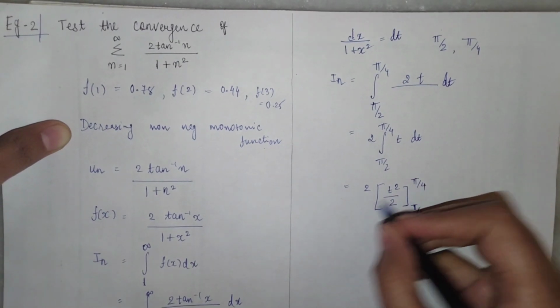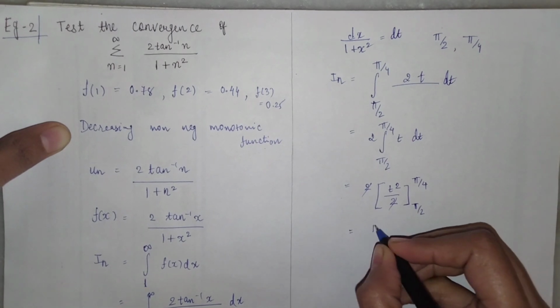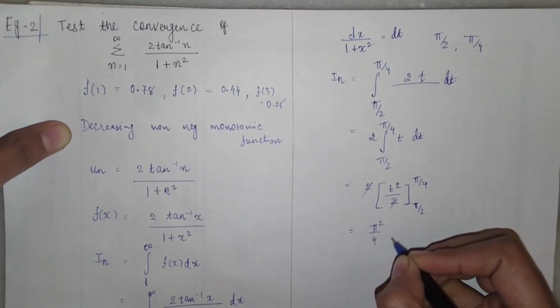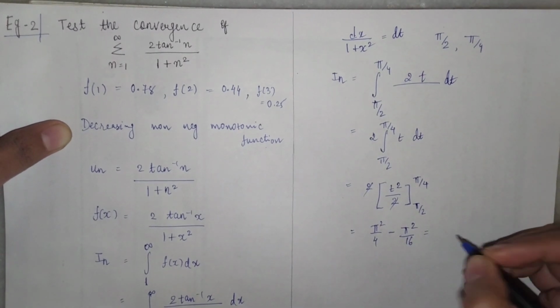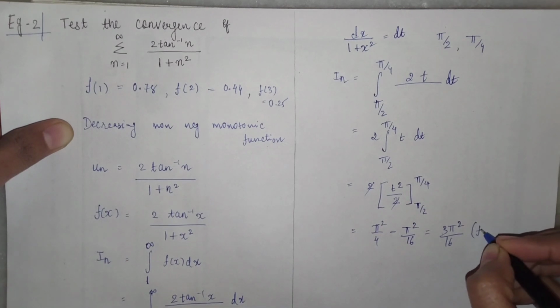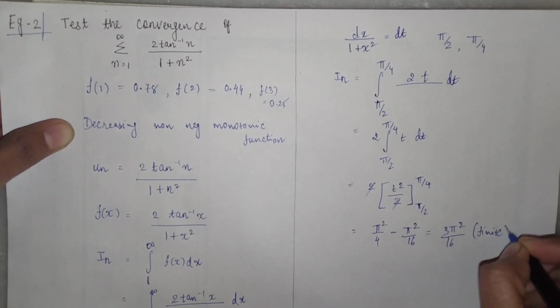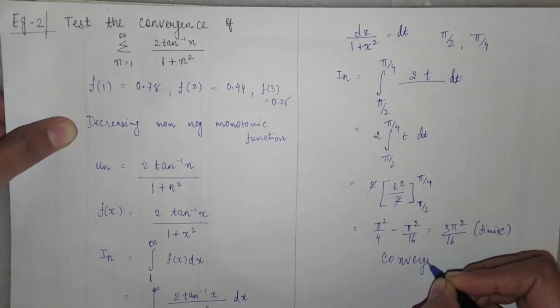And now if we put the limit here, then this 2 and this 2 will get cancelled, and putting the limit we will get pi square by 4 minus pi square by 16, and that is equal to 3 pi square by 16. So we got a finite value. So according to Cauchy's integral test, the series is convergent.